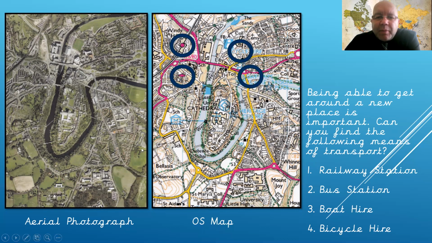Now, if I asked you the same questions and all you had was the photograph, you wouldn't have had a clue. You might have just been able to spot the railway, and you might have guessed that the platform and the station were just there, but you would have found it very difficult. The map is a lot clearer.